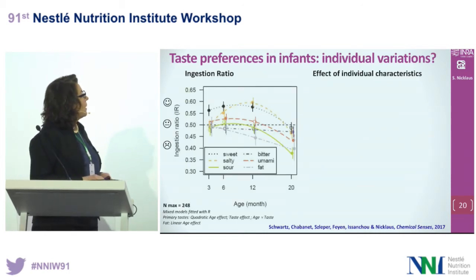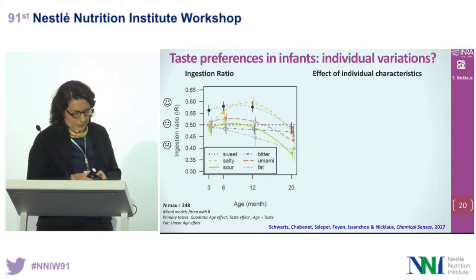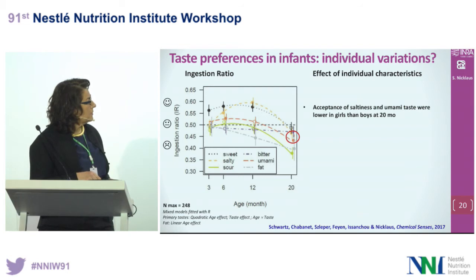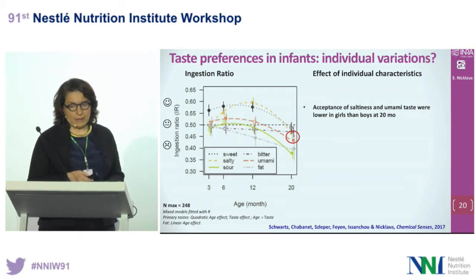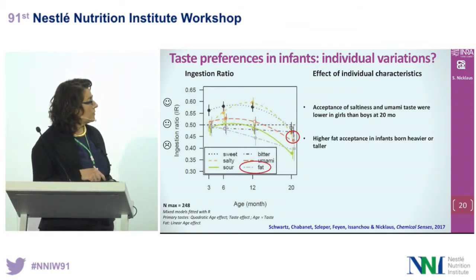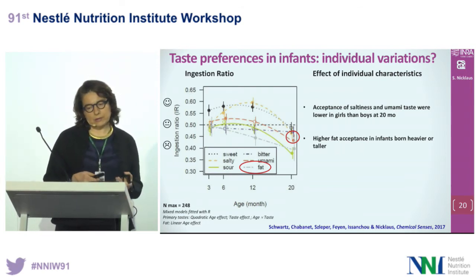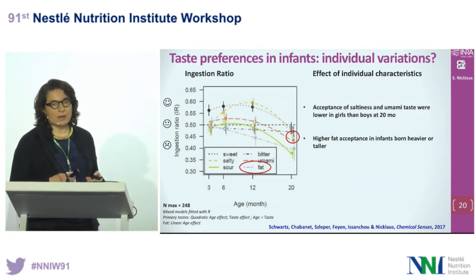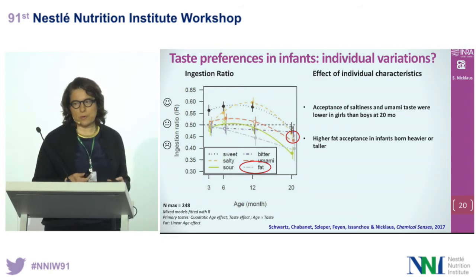So coming back to our ingestion ratio, we wondered about individual variations in taste preference, looking at the effect of individual characteristics. We found that the acceptance of the salty and umami tastes was lower in girls than in boys at the age of 20 months, and that acceptance of fat was higher in infants born heavier or taller. So it is as if the early growth curves were predicting higher fat acceptance. Is it related to a higher need for energy? We cannot say from our data, but that's something that could be explored in more detail.